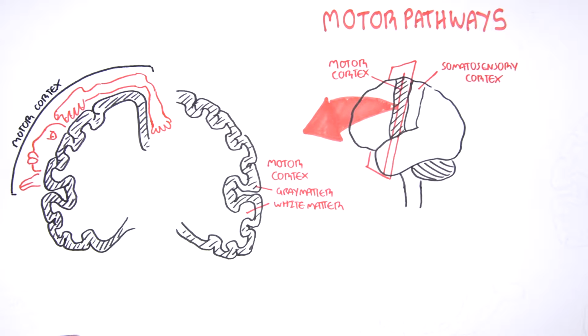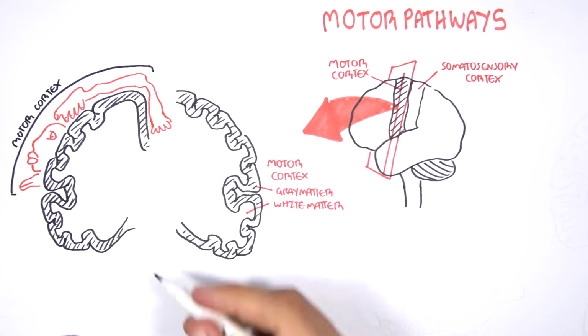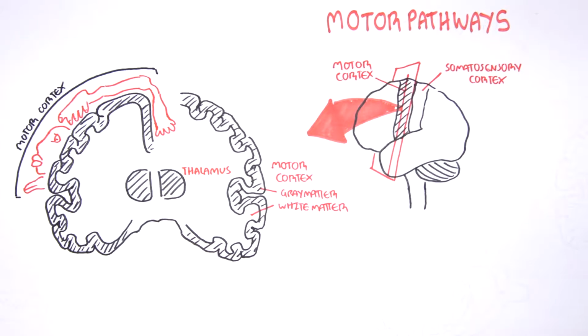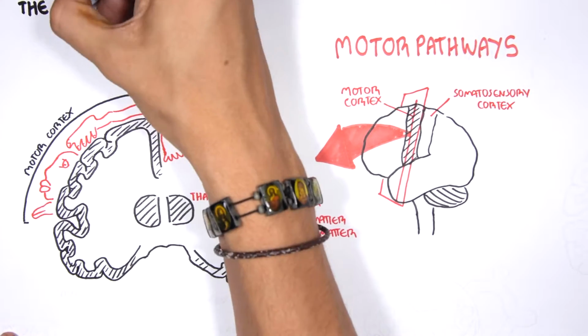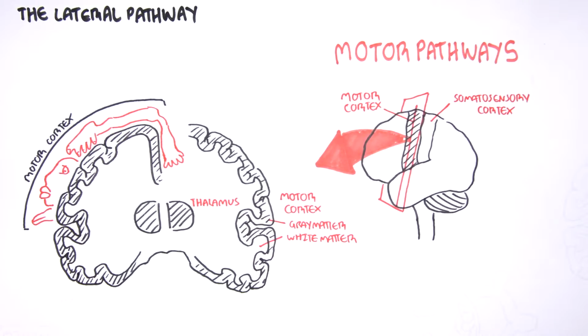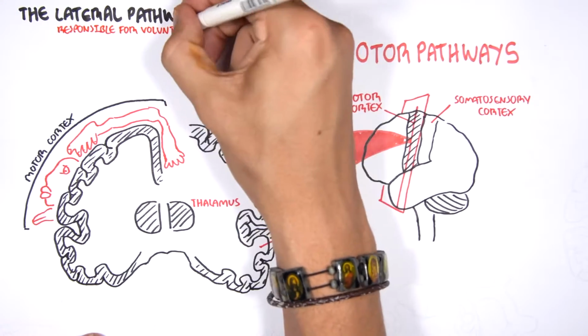And of course, in the cortex itself, there's a region called the thalamus, which is the relay station. And this is quite important to know. So the motor pathways can be divided into two main pathways. The lateral pathway and the anterior medial pathway. We will first focus on the lateral pathway, which is responsible for voluntary movements. So we control these movements.